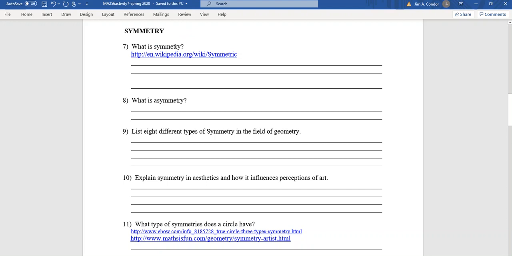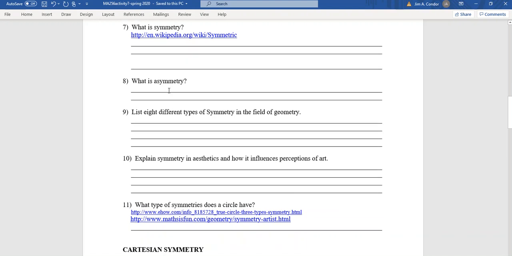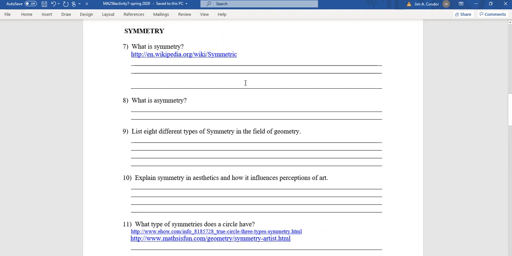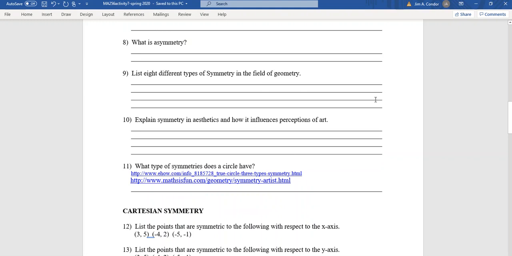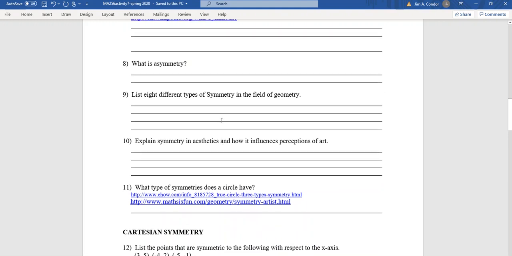And so symmetry, again, there are lots of different types of symmetry. Symmetry in music, symmetry in biology, symmetry in writing, and there's symmetry in lots of things, especially geometry. And that's the kind of symmetry that I'm focusing on here. So symmetry is just that kind of balance in shape. Asymmetry being really not having that kind of balance in shape. And then, so what do we mean by balance? Well, there's 8 different types of symmetry in geometry.